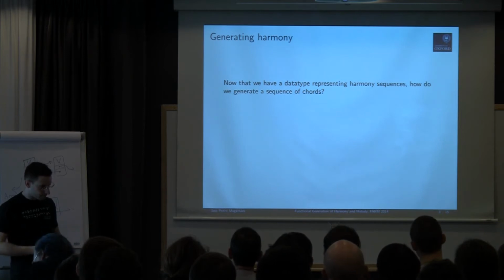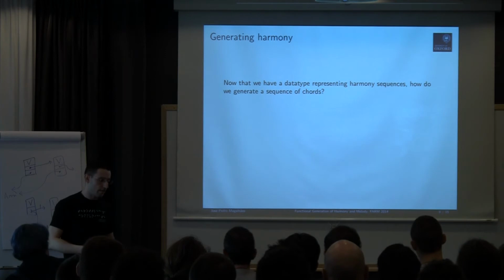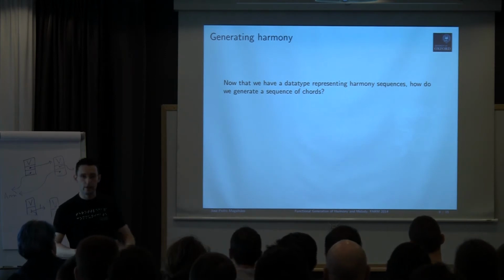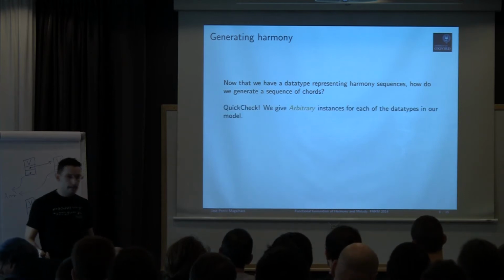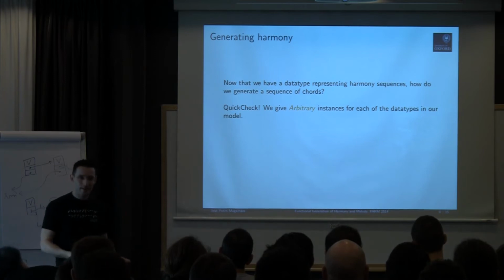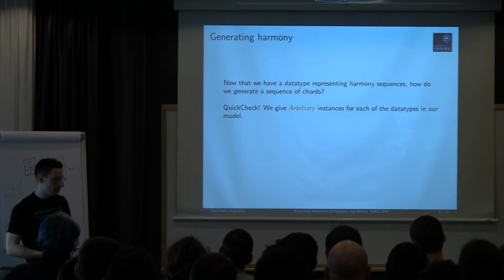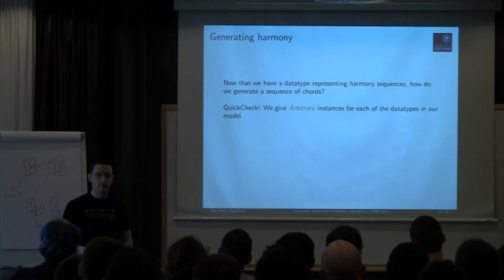So now, we have a model, we have a data type that encodes harmony sequences. So how can we generate these sequences of chords? How can we come up with new music, new chord sequences? Well, that's easy, right? We just use QuickCheck. We know that's how you generate random test data in Haskell, so why not apply it to sequences of chords? So we just give arbitrary instances for each of the data types in our model.